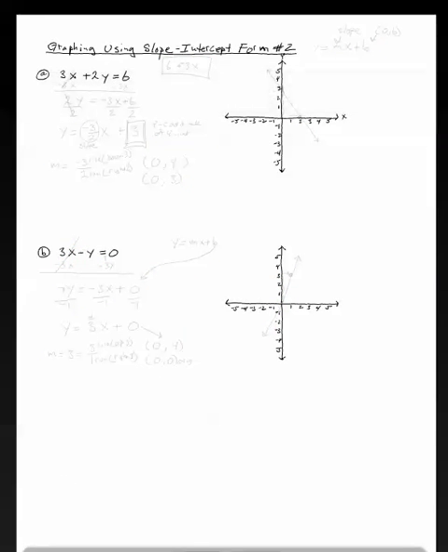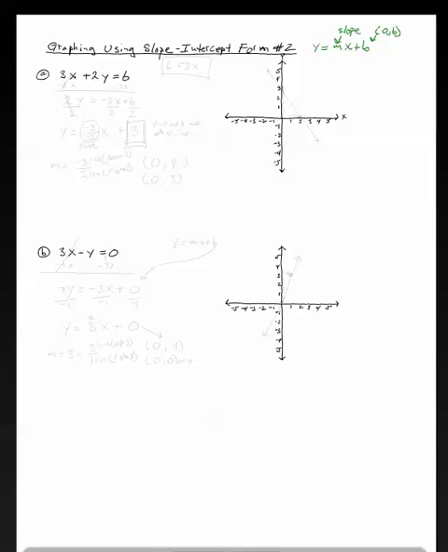So this is the second pencast for graphing using slope-intercept form. Now remember, slope-intercept form means y equals mx plus b, where m is your slope and b is the y-coordinate of your y-intercept, so 0, b.